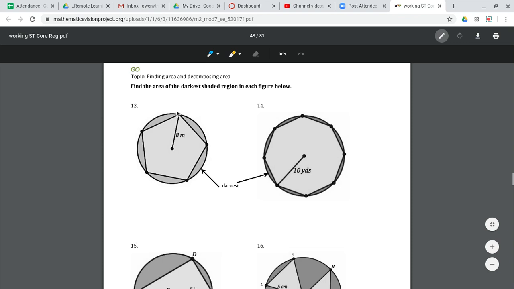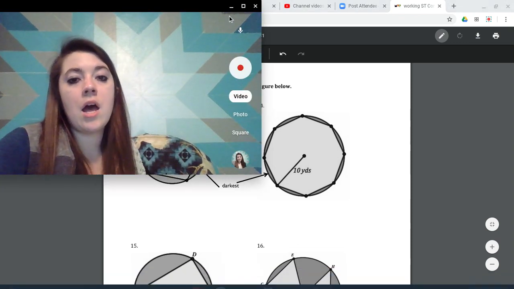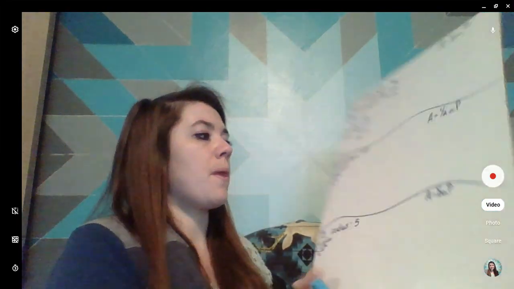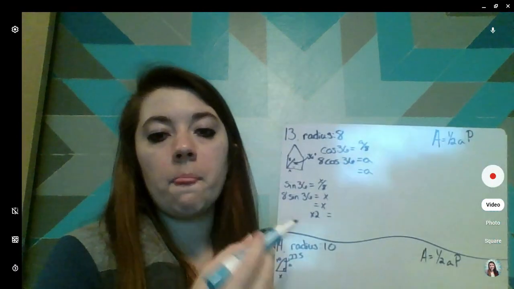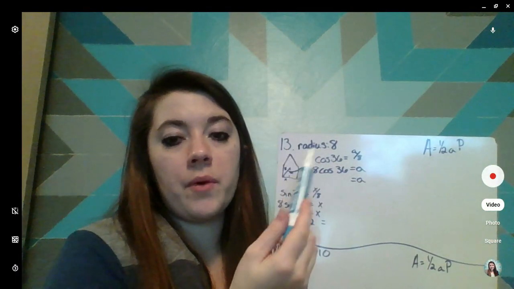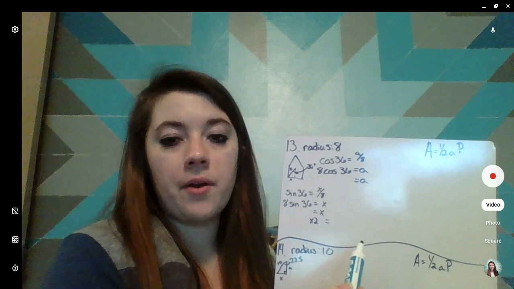So on 13, we are given the radius of the circle, which is also the radius of the pentagon. Now, we're going to use this and we're going to form a triangle to find the apothem, because remember, to find the area of a regular polygon, it's 1/2 times the apothem times the perimeter. So we have this right here. Radius is 8. I already started this out, as you can tell.